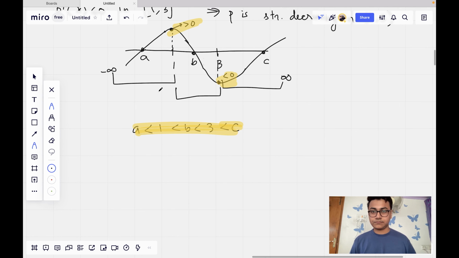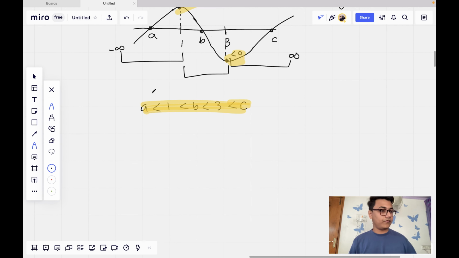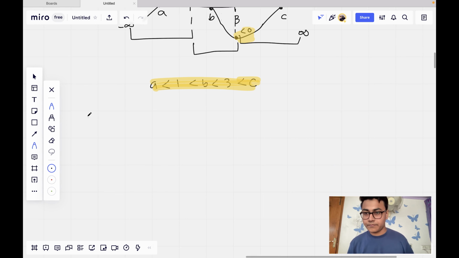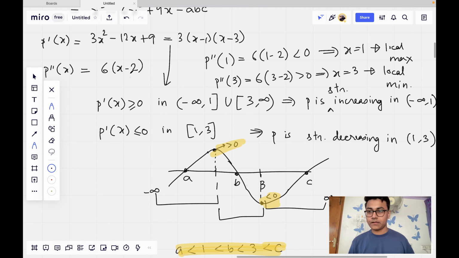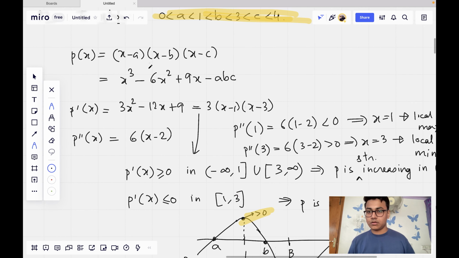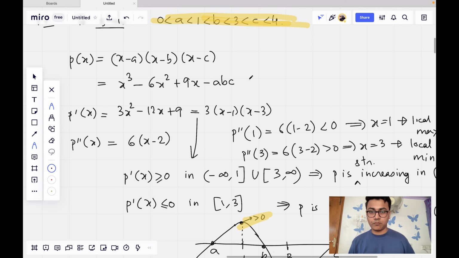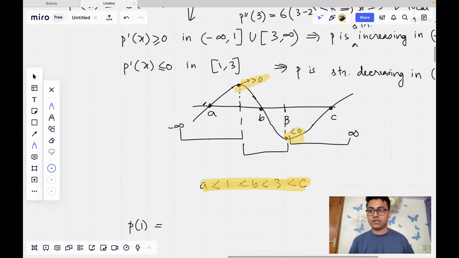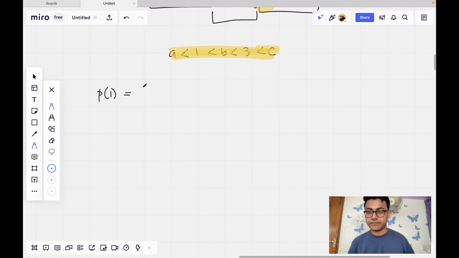Okay, now we look at the value of P of 1. What is P of 1? This is the polynomial, so P of 1 gives us 1 minus 6 plus 9 minus ABC.